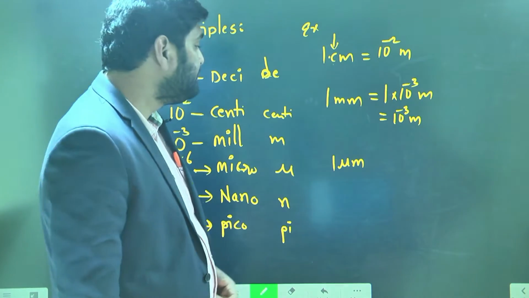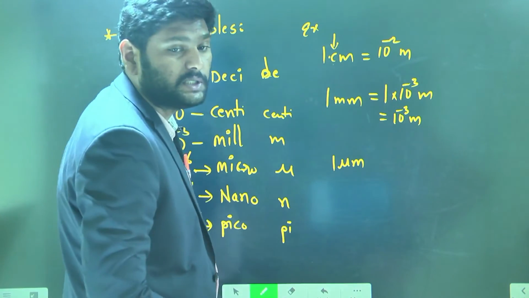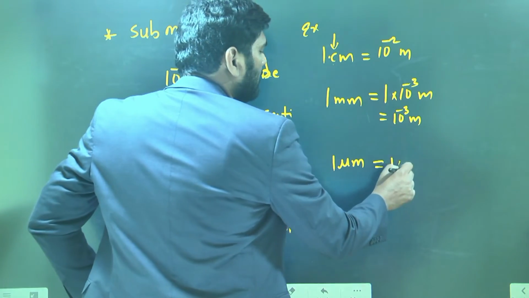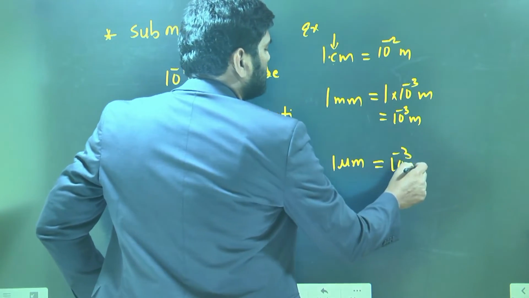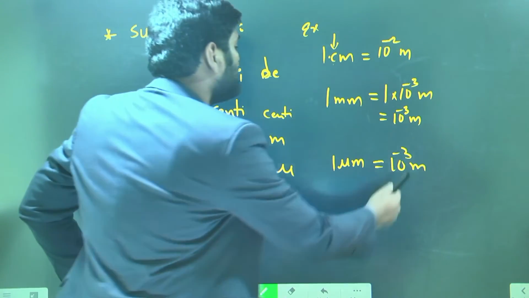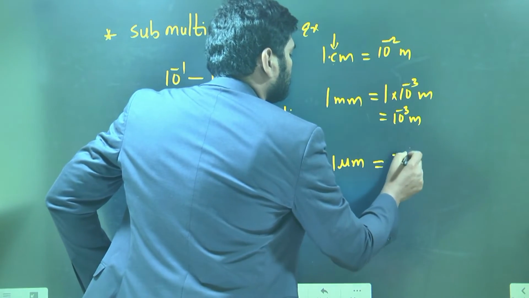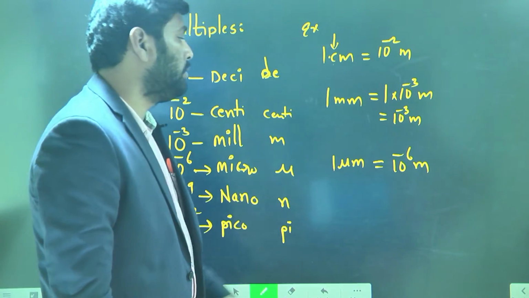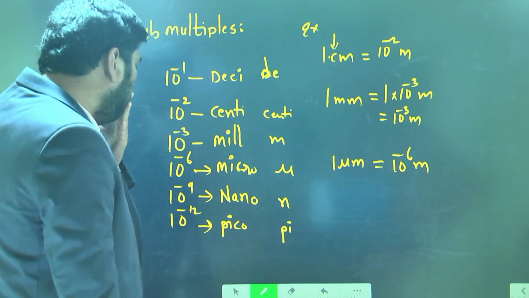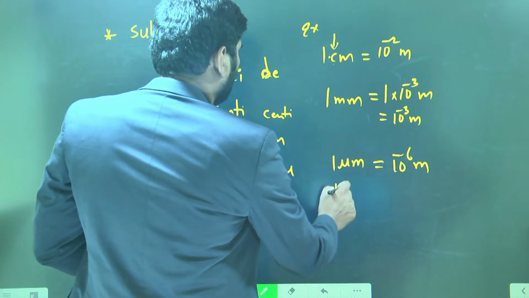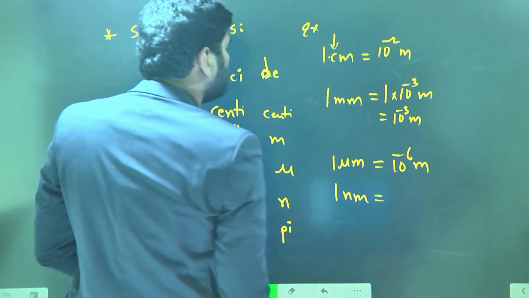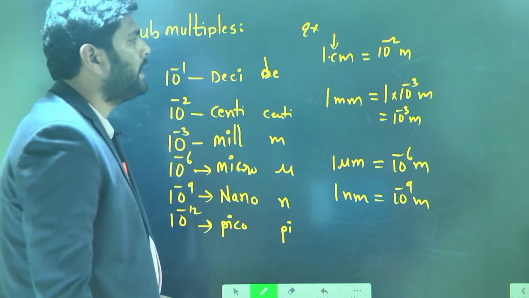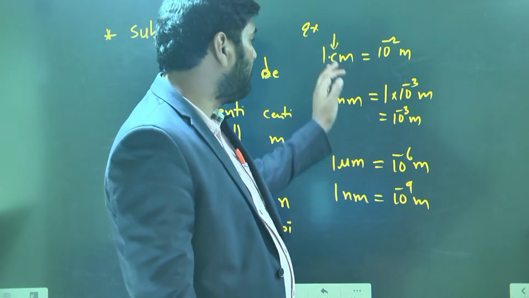These submultiples help you. And here, what is meant by 1 micrometer? Micro means 10 power minus 6. 10 power minus 6 meters we can represent as how much? 1 micrometer. Similar way, how can you represent 1 nanometer? 1 nanometer we can express as 10 power minus 9 meter. This is how we can find the length for different situations.